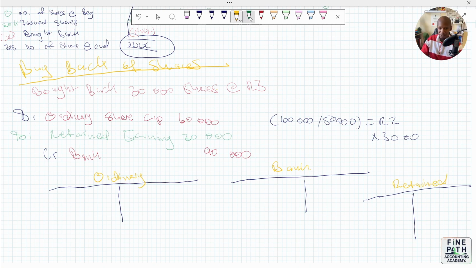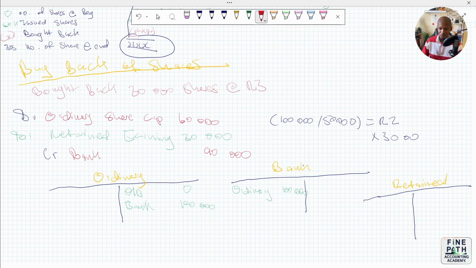So we had said that when we opened the year, we did not have any shares, right? So our opening balance was 0 there. But then we had issued shares. When we issue shares, it means that our bank is increasing by 100,000. And in terms of the double entry principle, if we had received 100,000, it means that our ordinary share capital is also going to increase by 100,000, right? And then we move on to say that we had paid 90,000 rands for buying back the shares.